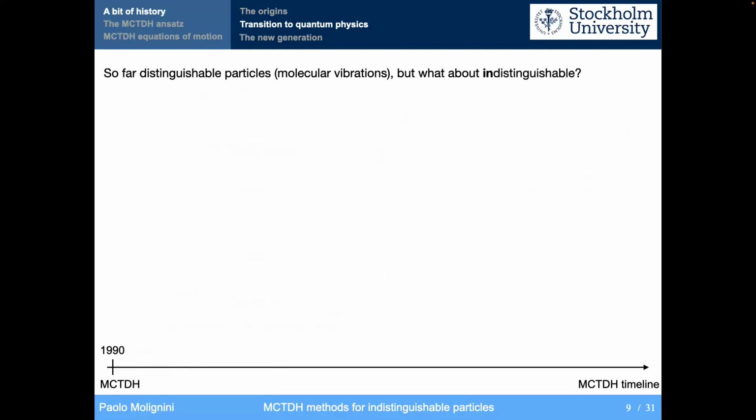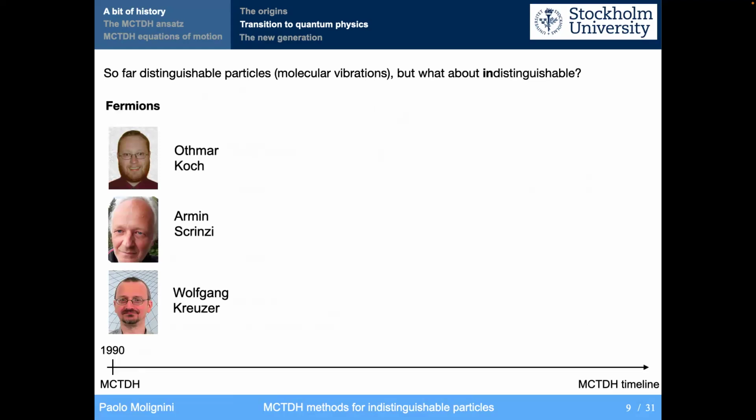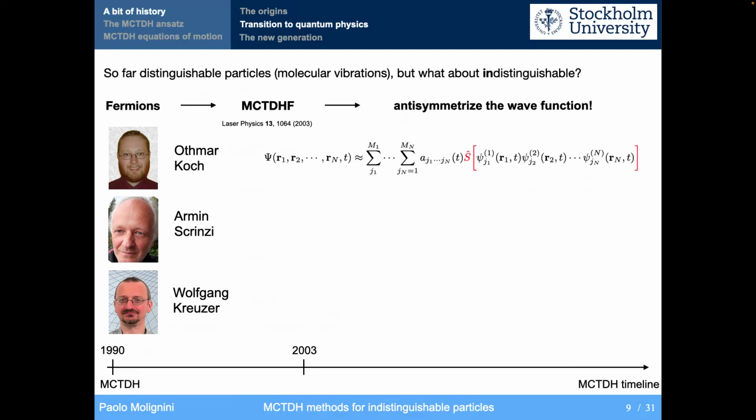But then at some point, they asked the question, what about indistinguishable particles, like proper quantum particles, like bosons and fermions? And so historically, the fermionic version was developed first by Ottmar Koch, Armin Scrinzi, and Wolfgang Kreuzer. They're all laser physicists. They published their first paper in Laser Physics 13 in 2003. And the main idea there was to just add a very tiny modification to the ansatz, and that is to anti-symmetrize the wave function. So just to add this operator S that takes care of the anti-symmetrization.